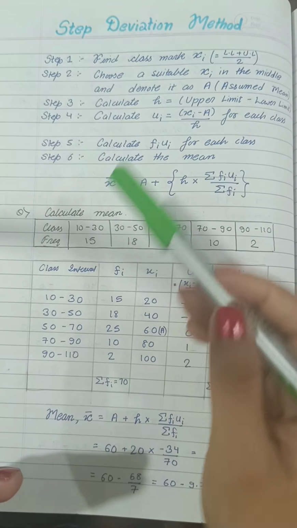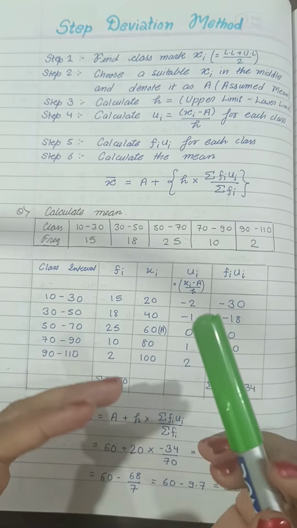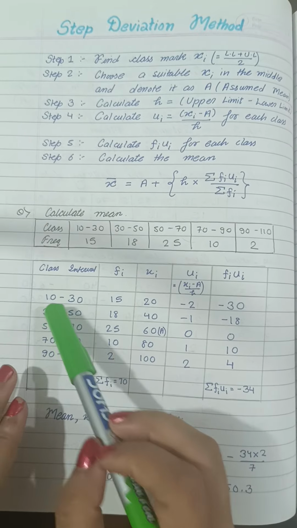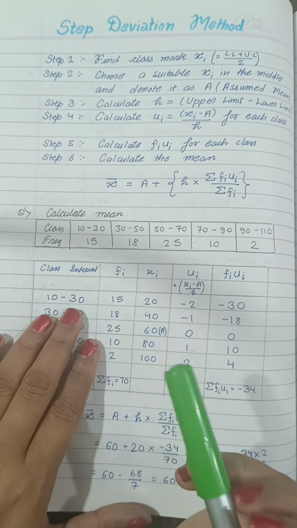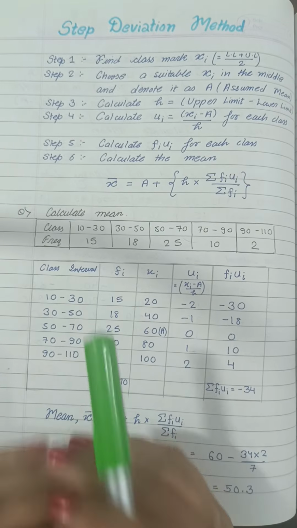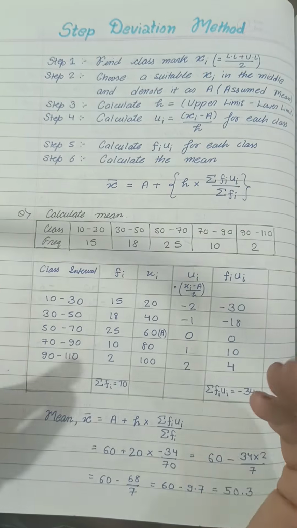Firstly, we will calculate the class mark. What is class mark? It is upper limit plus lower limit divided by 2. Suppose this is the class 10 to 30. For this, lower limit is 10 and upper limit is 30. So class mark will be 10 plus 30 divided by 2, which is equal to 40 by 2, which will be 20.